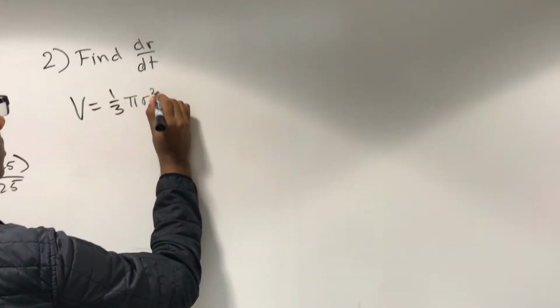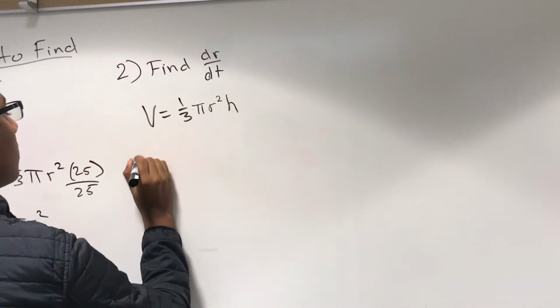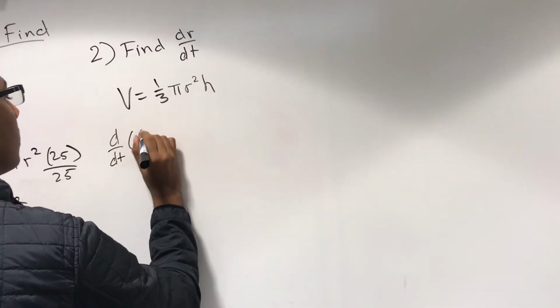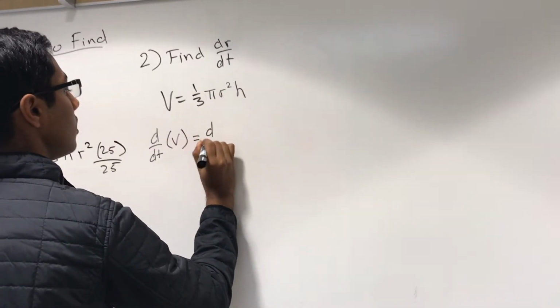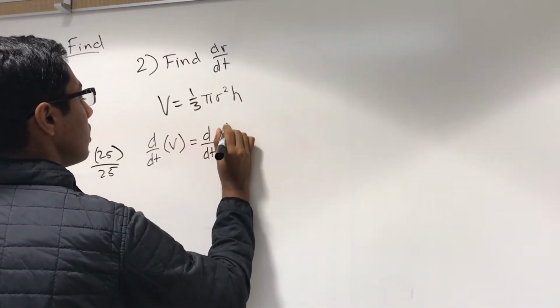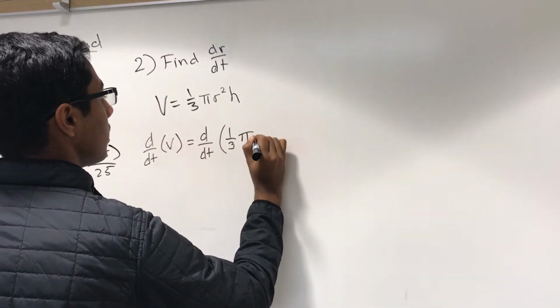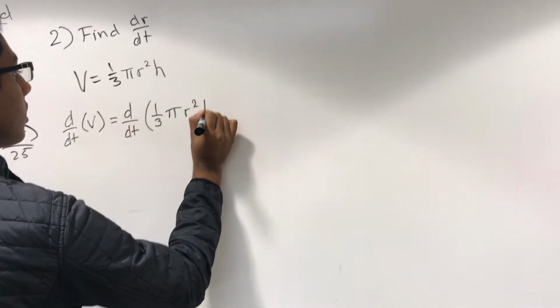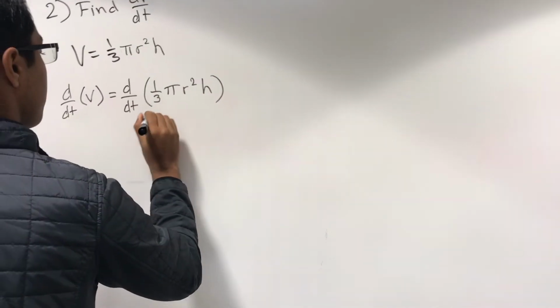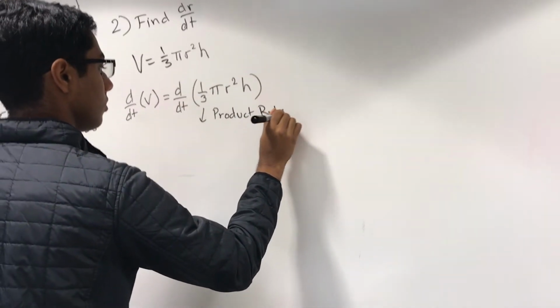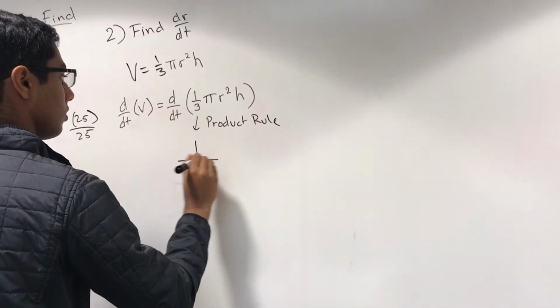To find dr/dt, we will again use the volume formula, except this time we will take the derivatives of both sides so we can solve for dr/dt. For the left side, the derivative would be d/dt of V, or dV/dt. On the right side, it would be the derivative of the whole thing, so the derivative of 1/3 pi r squared times the height. However, since there are two variables on the right side and they're being multiplied by each other, we would have to use the product rule.